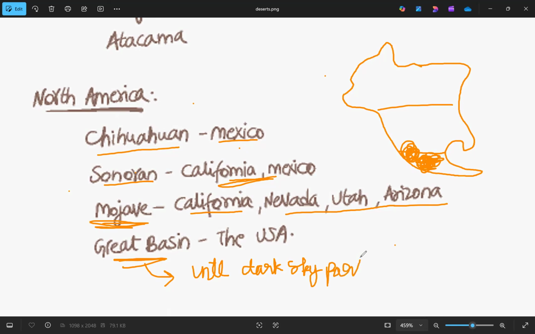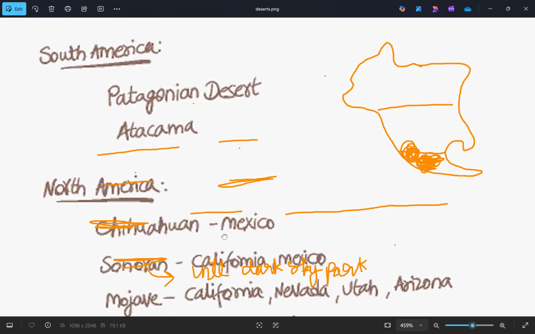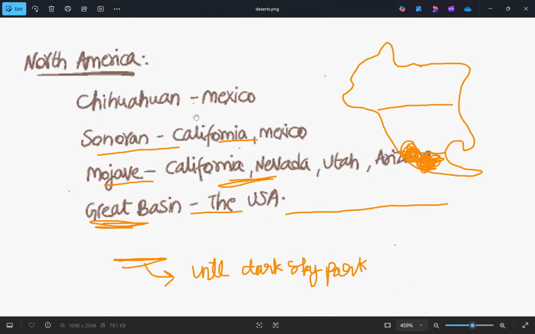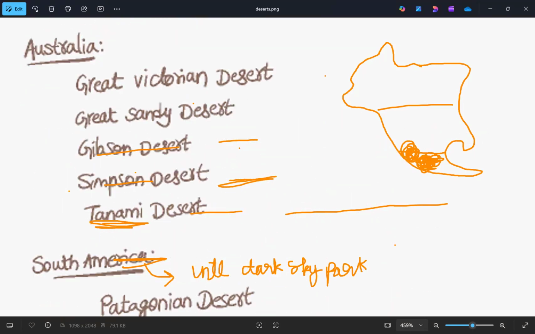So these are all the deserts that needed to be covered in North America. First one is Chihuahua Desert, which is spread over Mexico. Sonoran over Mexico and California. Mojave Desert, California, Nevada, Utah, and Arizona. Great Basin, the USA, which is also famous for International Dark Sky Park. With this, we have covered all the deserts that are important in the view of examinations.